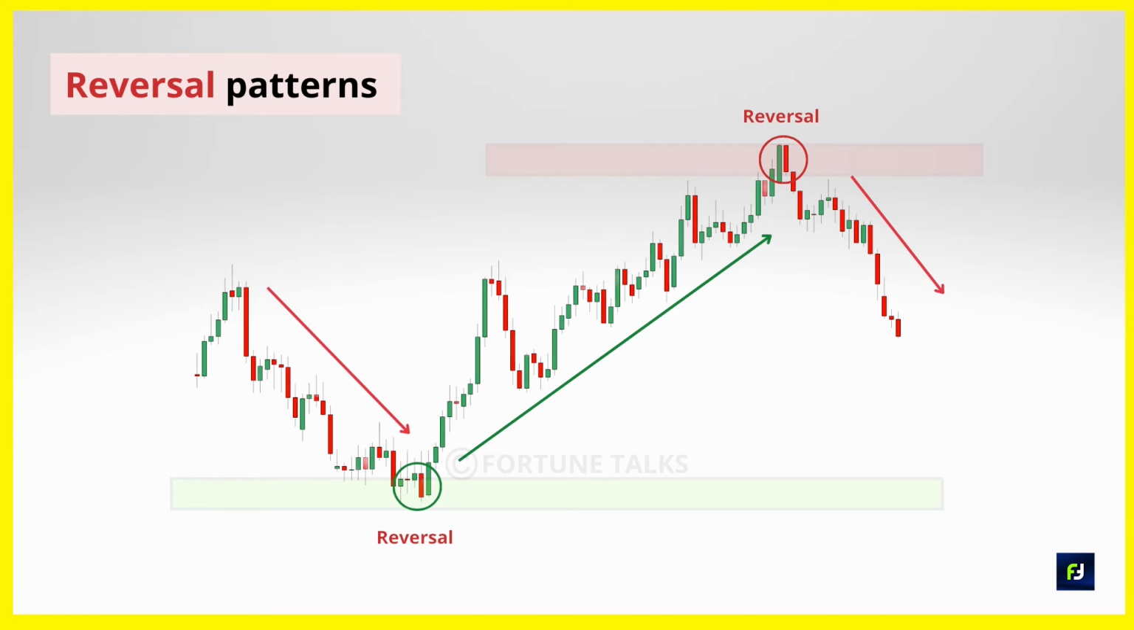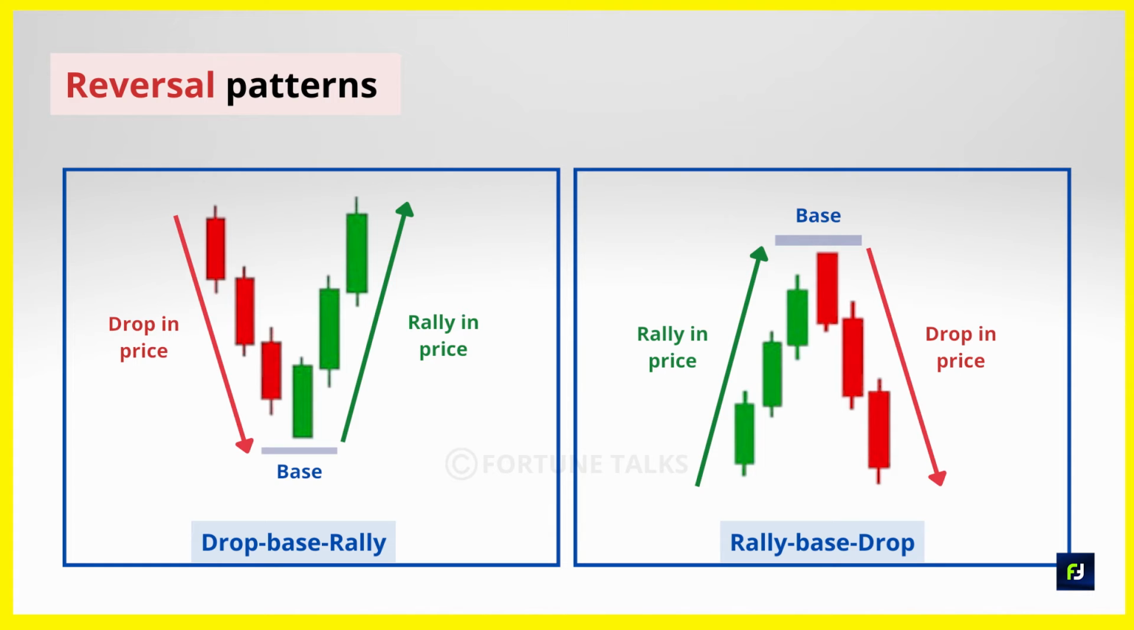Now when it comes to reversal patterns, we have two structures. The first one is a drop base rally structure. In this structure, the price is moving in a downtrend, creating a drop in price, which is followed by a base structure and then a rally in the price towards the upside. The second structure associated with the reversal pattern is the rally base drop structure. So in this structure, the price rallies up and it creates a base structure and it is followed by a big drop in price towards the downside. Actually, these reversal patterns are very strong and the price tends to respect them over time.